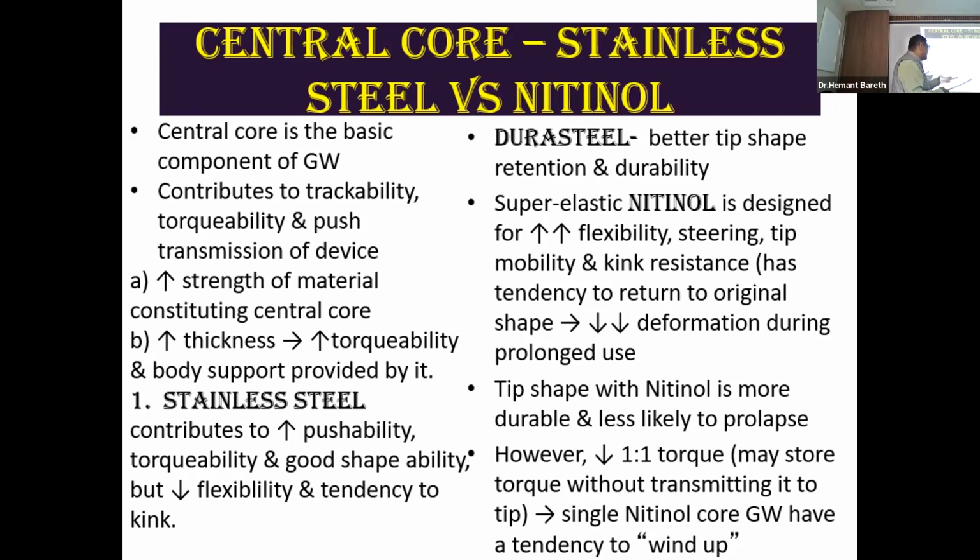It is durable, but less likely to prolapse. 1:1 transmission is also less with nitinol. So if you have to do CTO lesions, BMW is not a good idea, because it is made of nitinol and not stainless steel. For 1:1 torque transmission and pushability, support, everything you require is stainless steel. So if you have to do CTO lesions, you might have imagined that you would not use the BMW wire.